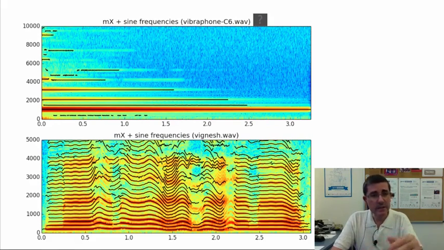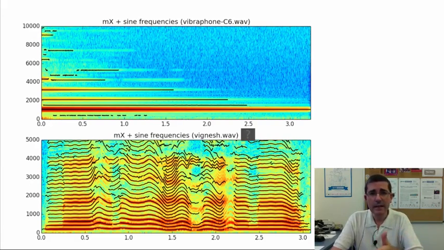Instead, the second sound is a voice sound, which varies, so it's a little more complex. This is the sound of Vignesh singing, and here we see that the sinusoidal lines are very much multiples of a fundamental. They're multiples, in fact, of the first line, and this is the typical structure of a harmonic sound.